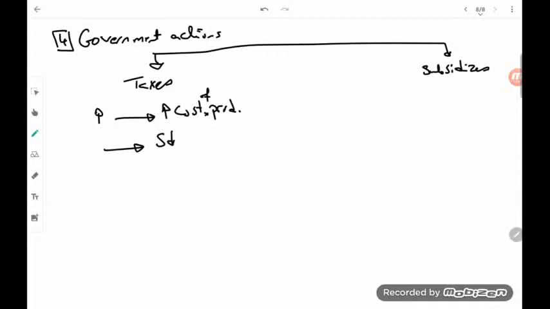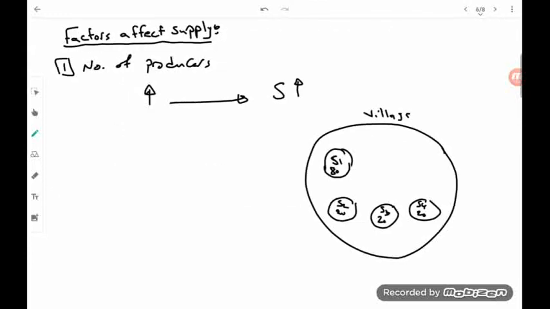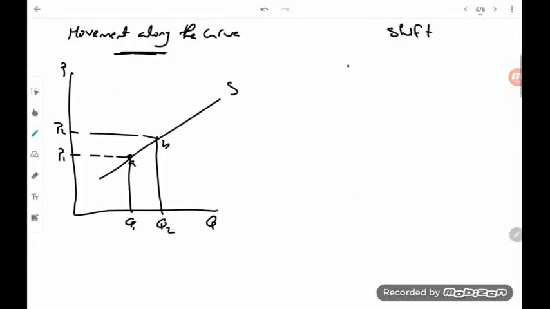On the contrary, if the government is going to give subsidy, cost of production is going to decrease and supply is going to increase. All of these factors will cause a shift to the supply curve. If they are going to increase, so the supply curve will shift to the right.